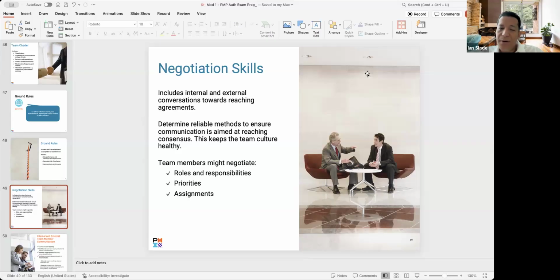So part of the negotiation skills is really trying to understand where both parties are coming from. And the second part of it is ensuring that we're going for a win-win, right? So we're going for a solution that works for all parties involved.